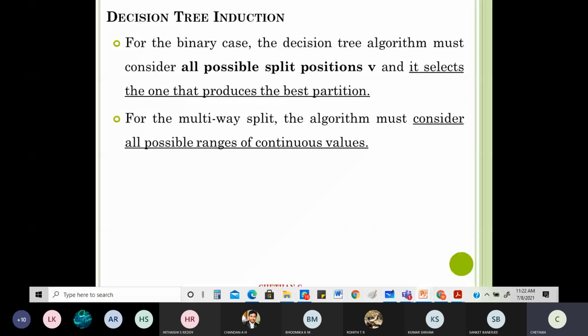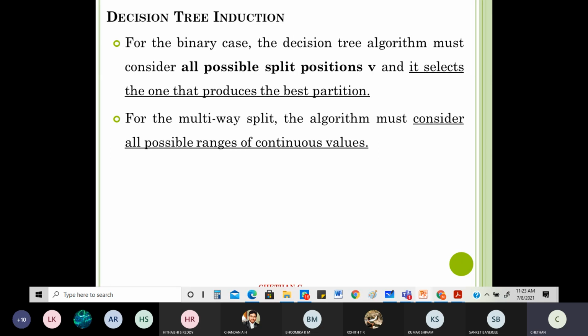Next thing is for the binary split, you can see very clearly the algorithm must consider all possible split positions. It selects one that produces the best partition. Fine. For a multi-way split, what does it do? It considers all possible ranges of continuous values. Between yes or no, you are choosing only one. In a multi-way split, you are not choosing yes or no. You're putting all those values in the form of range values. There's no yes or no there. That's the first point.